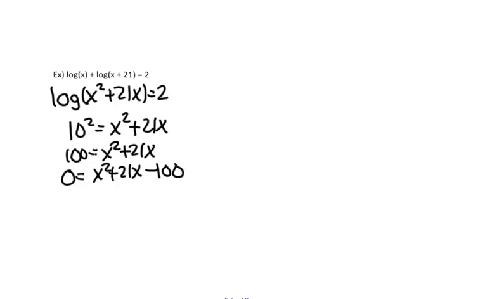I can factor this. Factors of negative 100 that add up to be 21. That's positive 25 and negative 4. Set each factor that contains a variable equal to 0.